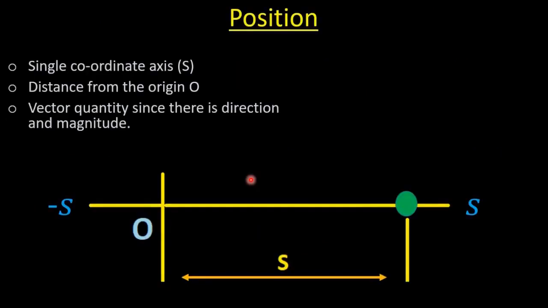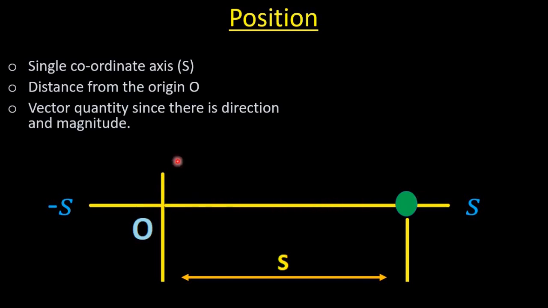So position is just where the particle is located. You need to know that for rectilinear motion the particle just moves along a single coordinate axis, which in this case I'm calling S, and where it is from the origin is just its position. Okay, so it's the distance from this origin, and the origin, we say that's point 0, and it's the point where these two lines here intersect, and the distance from the origin is the position.